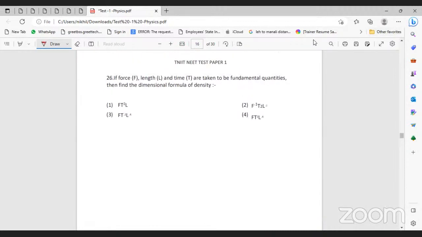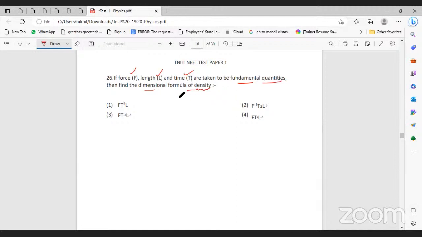Come to this particular problem. It is also quite an important one. Force is F, length is L, the time is T. They are the fundamental quantities now. F, L, T are the fundamental quantities they are telling. Now you have to find the dimensional formula for the density.